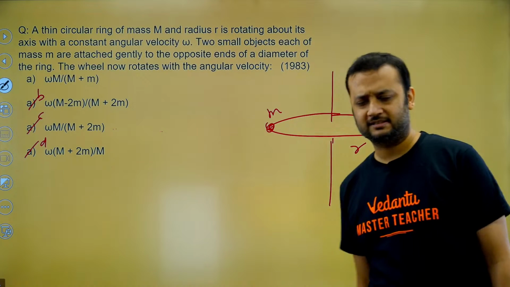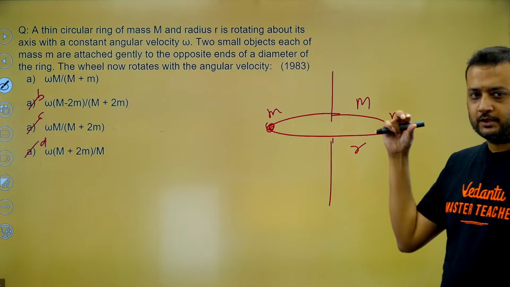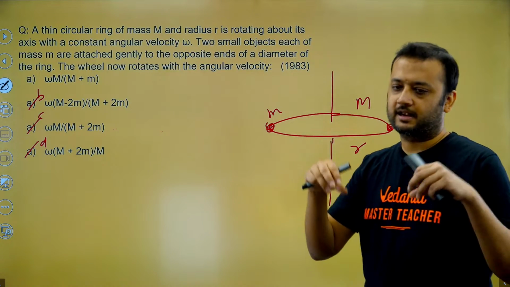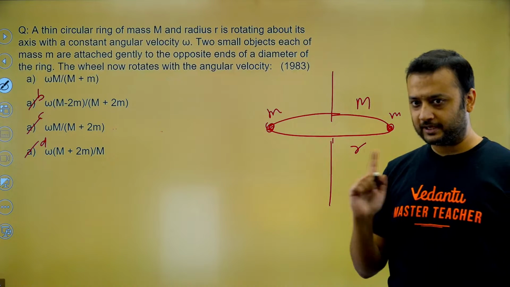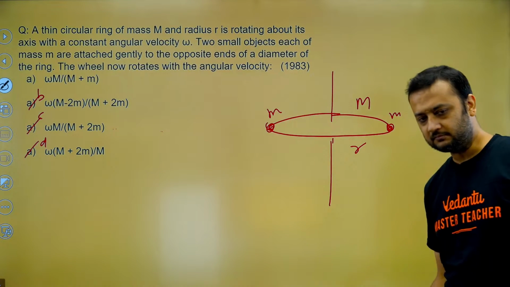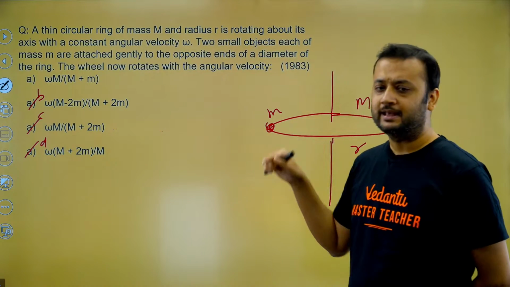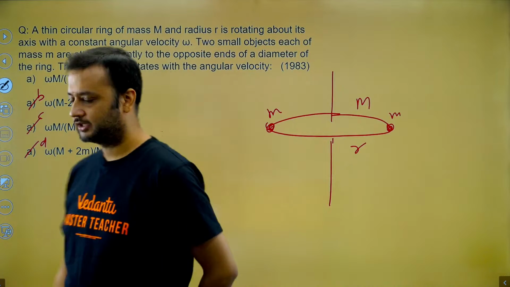I hope you know that this can be solved very easily by angular momentum conservation. But if you think carefully, when you attach a mass, it will slow down. Obviously, if you are attaching a mass, you are making it heavier, so it will slow down. That means omega should decrease, right? That means the final answer should be less than the original omega.